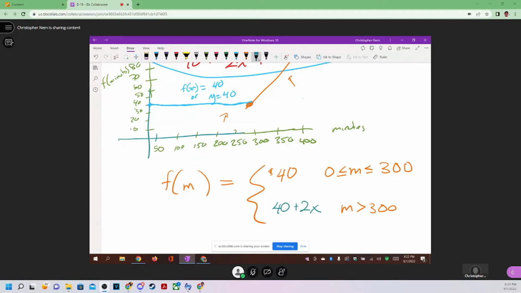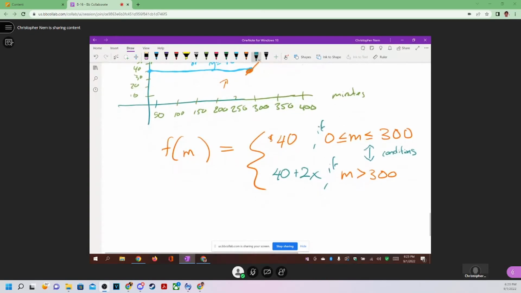These are your conditions right here. So it's like an if statement here. If m is between 0 and 300, we're paying $40. If it's more than 300 minutes, we're paying $40 plus 2 times your minutes used. That's the idea of a piecewise function.